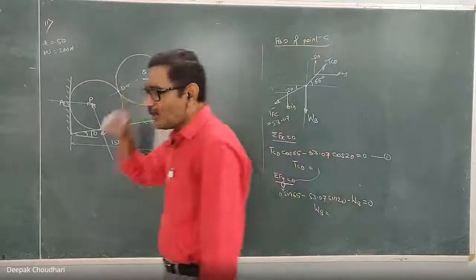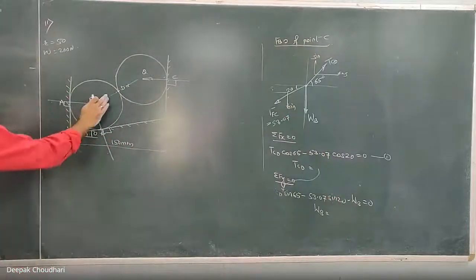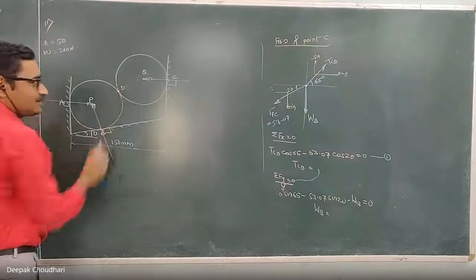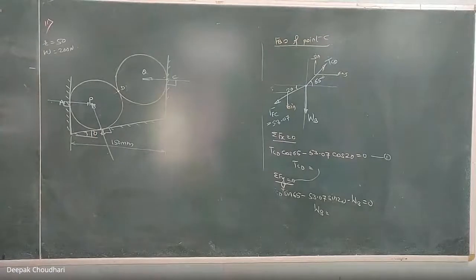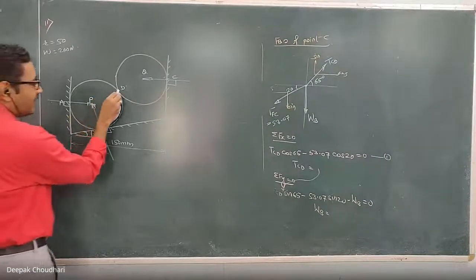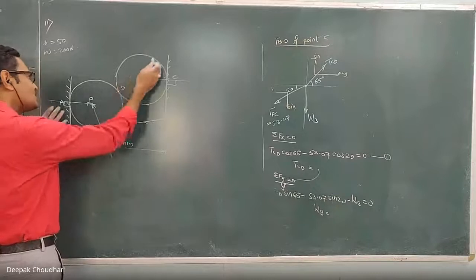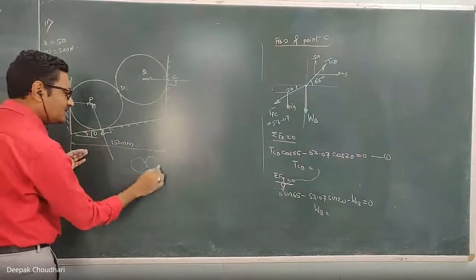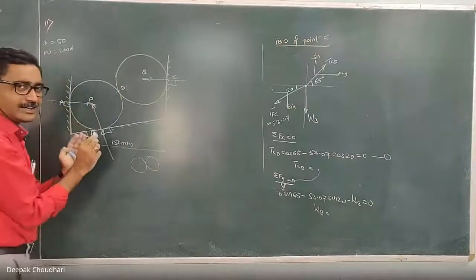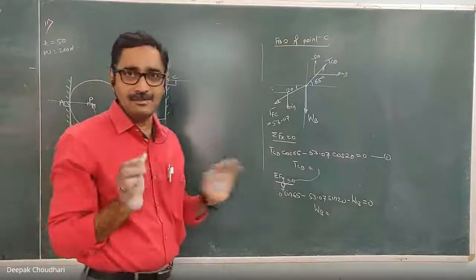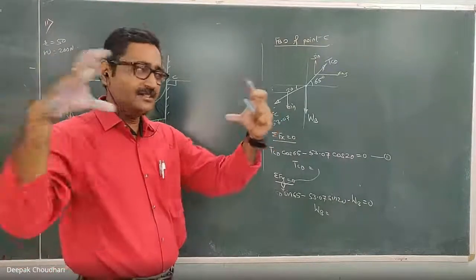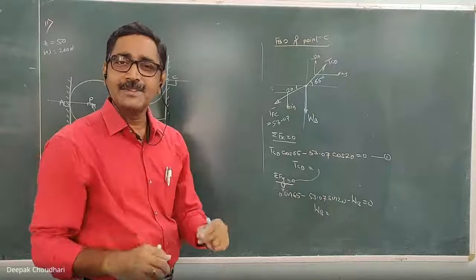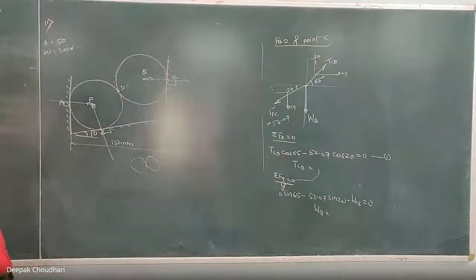So at this point D also one reactive force is generated, isn't it? Because the surfaces are in contact with each other. Whenever surfaces are in contact with each other, a reactive force is generated. So at this point also the reactive force is generated. But what is happening here? These two cylinders are just in contact with each other. They are not permanently attached to one another. They are just touching each other. So this support also becomes a smooth support.